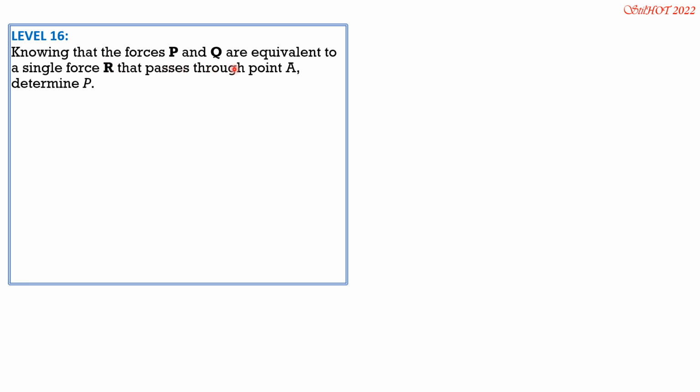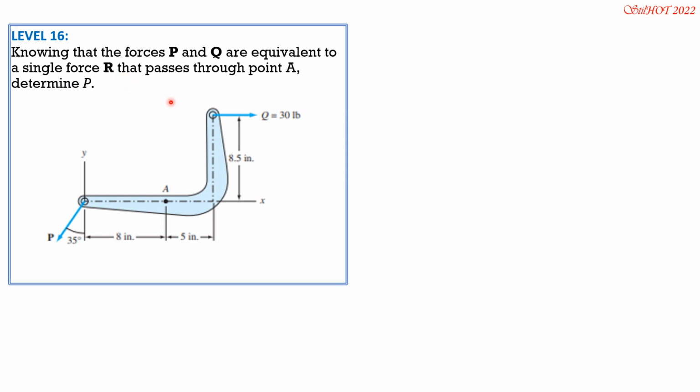Knowing that the forces P and Q are equivalent to a single force R that passes through point A, determine P. So take note, the resultant of these two forces can be replaced by a single force R that passes through point A. Since the resultant passes through point A, the moment of the resultant at A is 0. And Q and P are the components, so the moments of these components about A is also 0. So that's the concept.